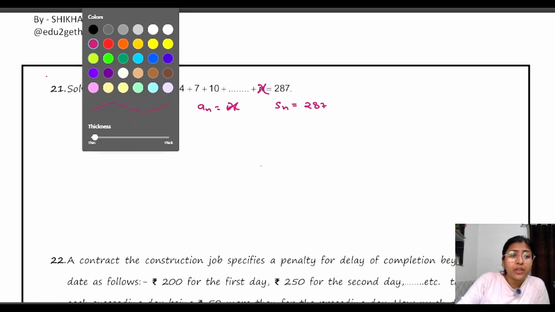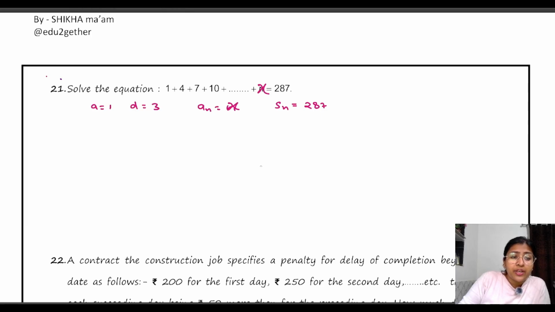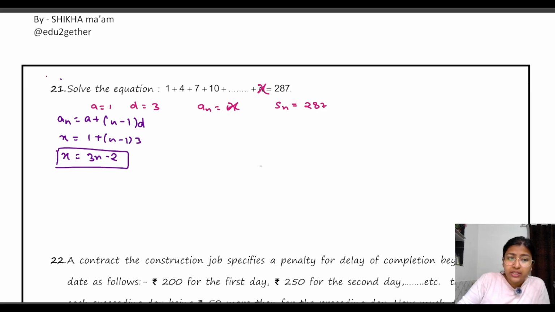Okay. So see this. We know the last term formula: an is equal to a plus n minus 1 into d. So the last term is given as x, the first term is 1, and here it is n minus 1 into 3. So the value of x will be 3n minus 3 plus 1, that is 3n minus 2. So this will be the value of the last term. Okay learner, is this clear to you?